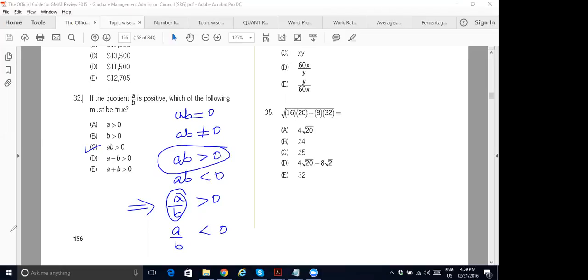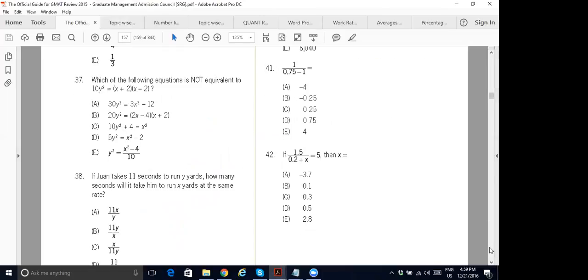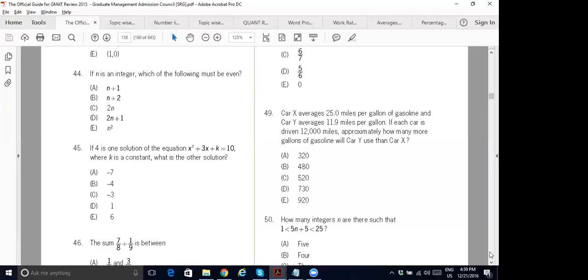But I just didn't understand why the question said if the quotient A by B is positive. Quotient is just there because they want to confuse you at some point or the other. I was like, are we talking about divisor, quotient, remainder, or are we just talking about two numbers who are divided and it's positive? So that's fine. Okay, then. This question 45.